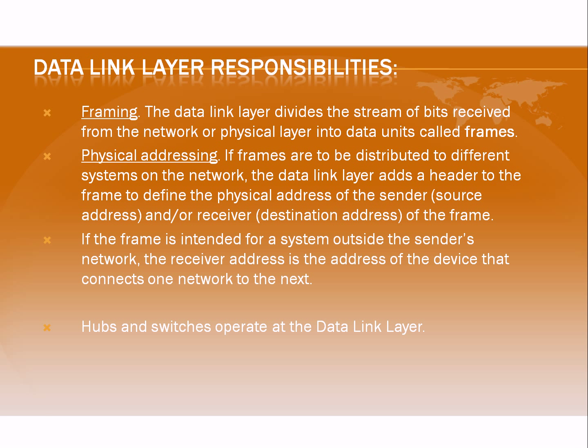Responsibilities of the data link layer include framing, where the data link layer divides the stream of bits received from the network or physical layer into data link or data units called frames. Physical addressing is also done.